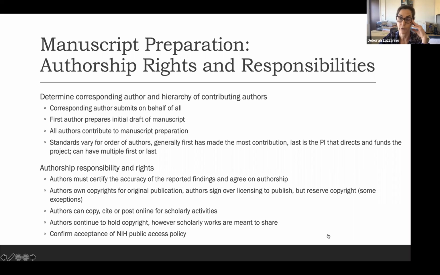Authorship, responsibility, and rights. When you submit to a publishing firm, they will take on licensing rights, but you will retain as author and the university the copyright rights. So any authors that have created work own the original copyright to the publication. The authors must certify the accuracy of the reporting findings and agree on authorship. All authors sign off on this. The author retains, as I said, copyright, but they sign over licensing to the publication.